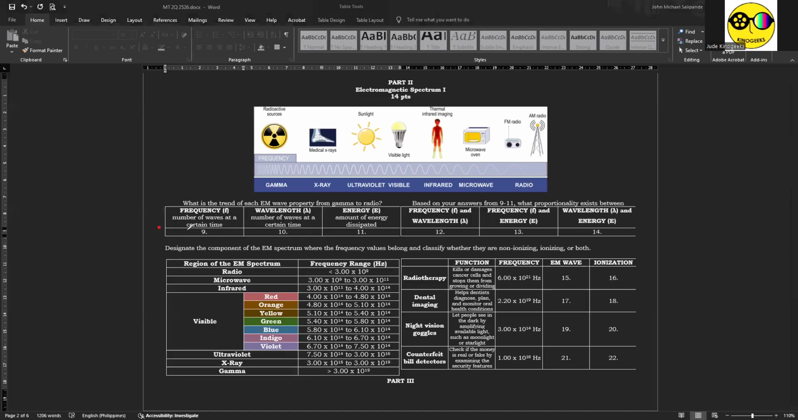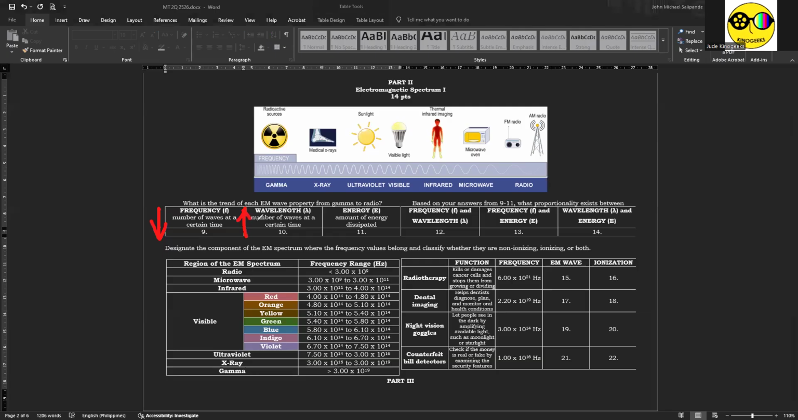This one, frequency decreases. On the other hand, for wavelength, which refers to the number of waves at a certain time, you start with gamma, which has shorter waves, compared to radio, which has longer waves, so therefore wavelength increases.